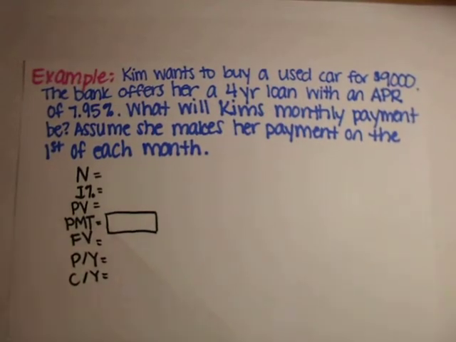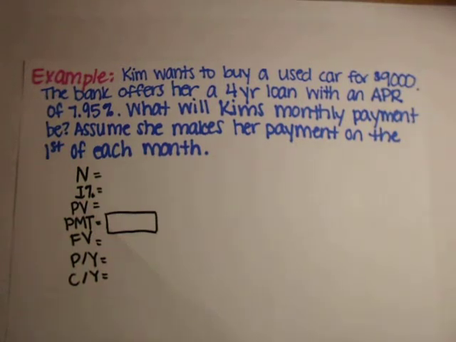Kim wants to buy a used car for $9,000. The bank offers her a 4-year loan with an APR of 7.95%. What will Kim's monthly payment be? We're going to assume that she makes her payment on the first of each month.